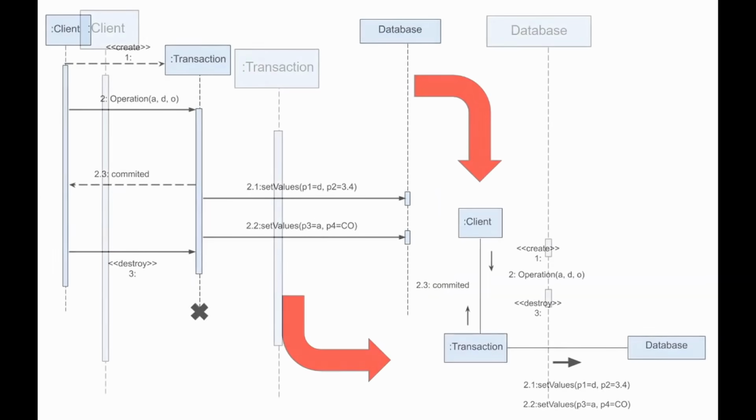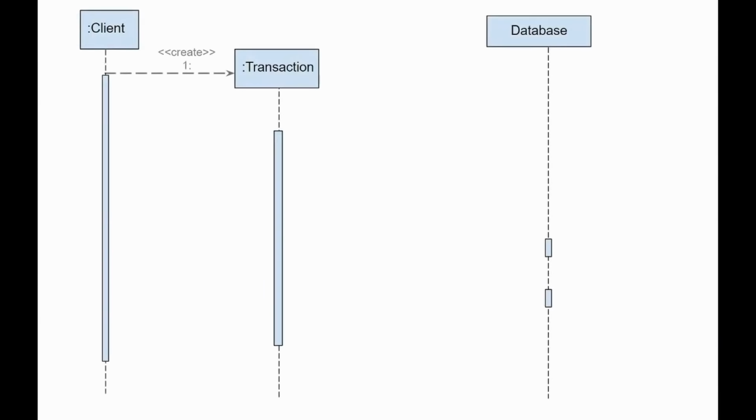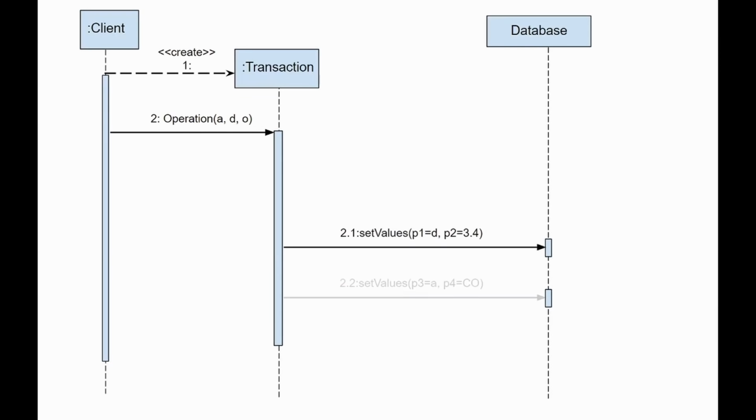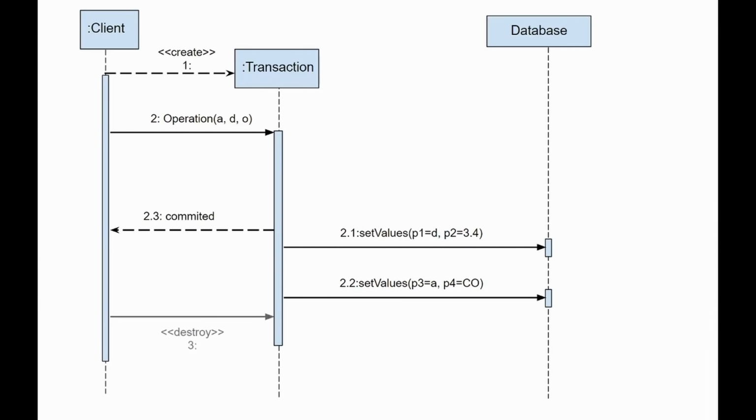Let's look at the example of transition from a sequence diagram to a communication diagram. The client creates a transaction and performs an operation with messages A, D, and O. After that, another two transactions put values of P1, P2, P3, and P4 to the database. More after that, the client receives a message that the transaction was completed. And finally, the transaction is destroyed.